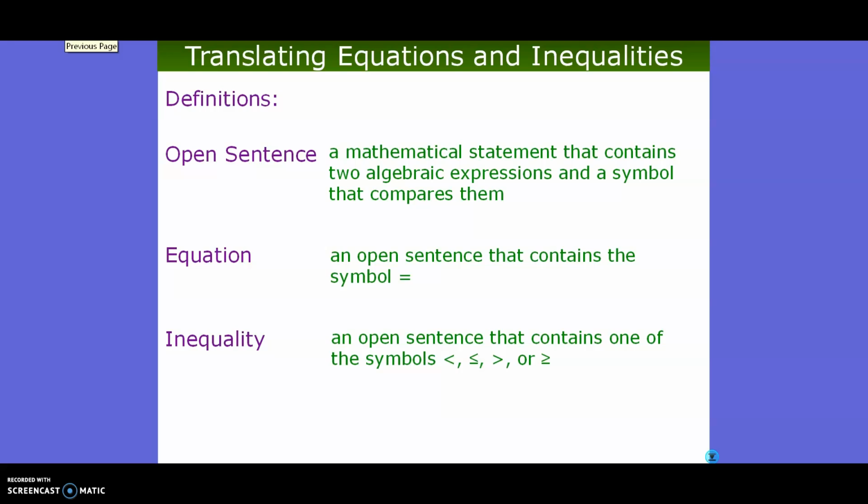You also have some equations and inequalities that you might need to translate. So there's some definitions here. An open sentence is just a mathematical statement that contains 2 algebraic expressions and a symbol that compares them. There are 2 different types of open sentences. You'll either see equations or inequalities. An equation is one of these open sentences that has the equal sign. And an inequality is an open sentence that has less than or equal to, greater than, or greater than or equal to.